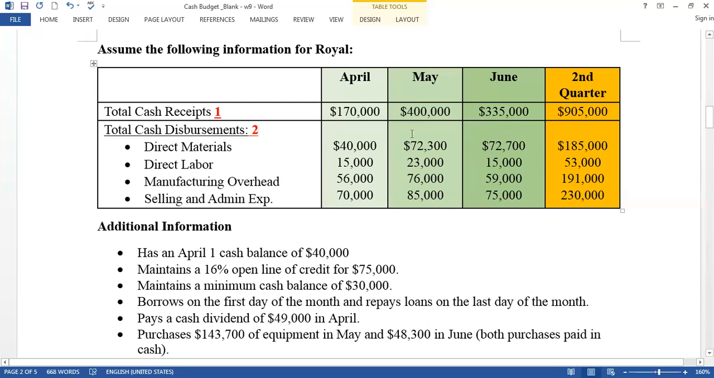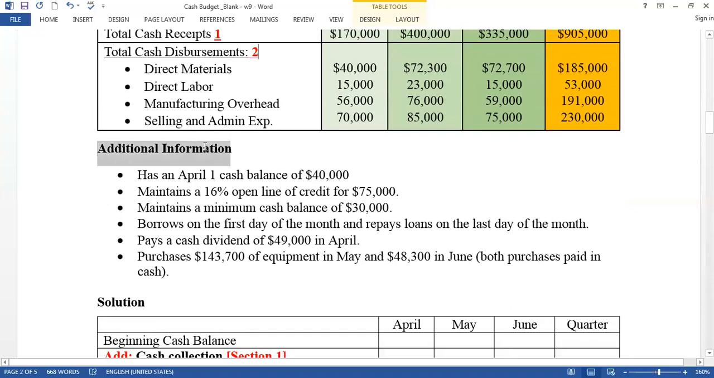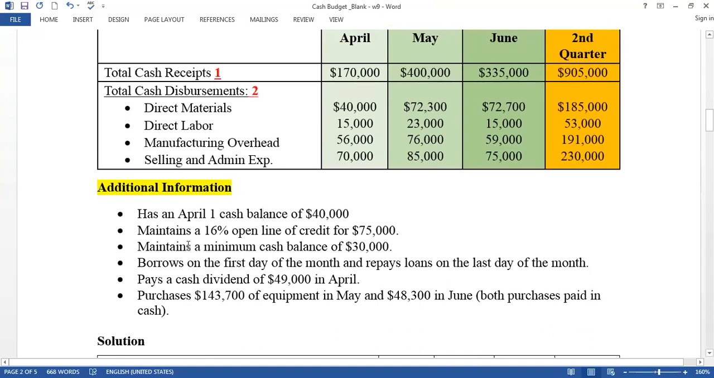So this is not difficult here. We know cash receipt and cash collection. We have some additional information that needs to be considered. So what is the additional information? Has an April 1st cash balance of $40,000. So what is the meaning of this date, 1st of April? The meaning is beginning cash balance of April.